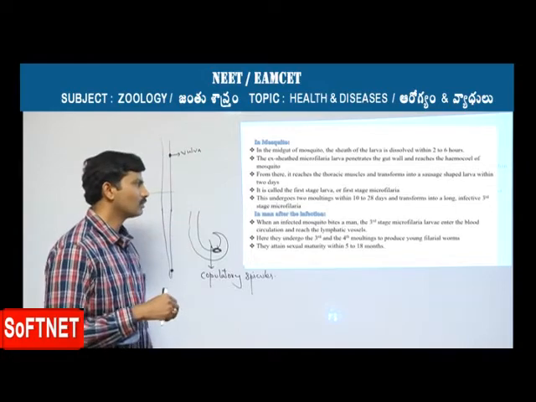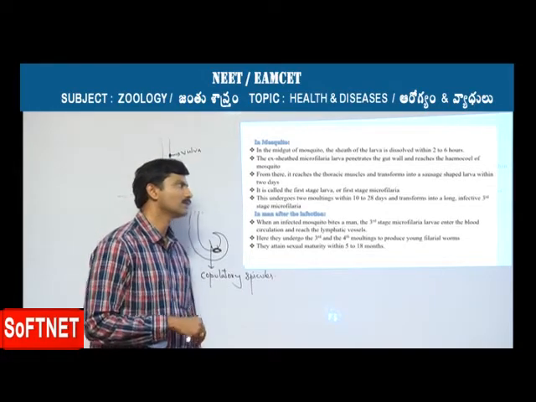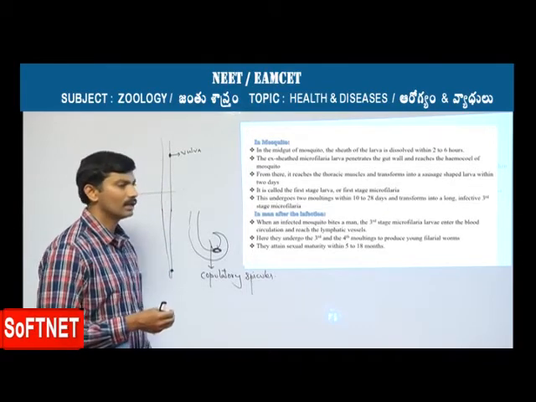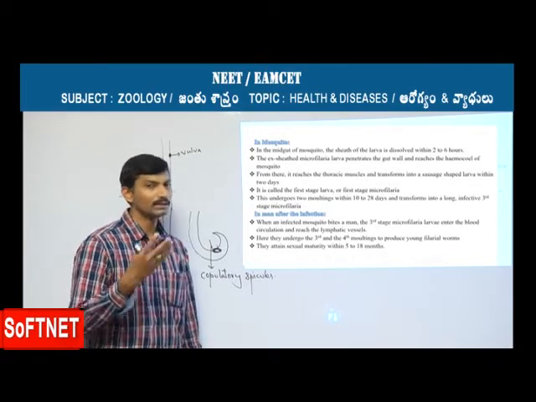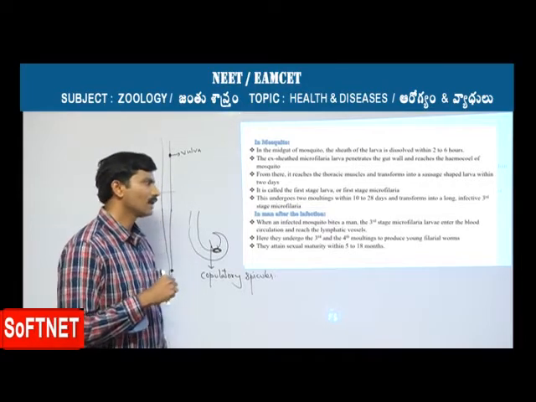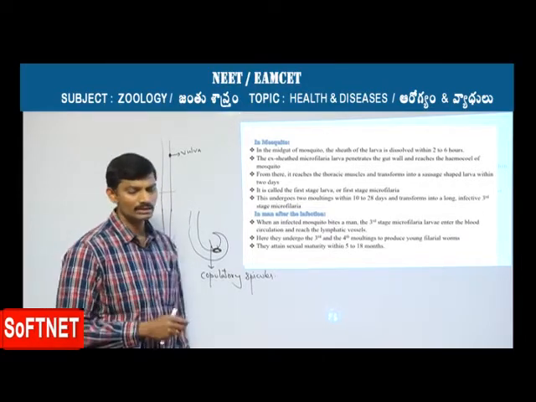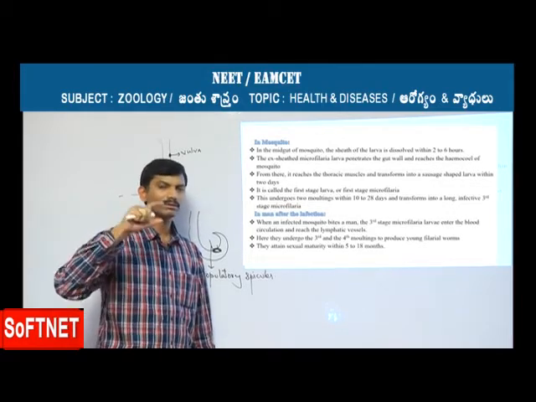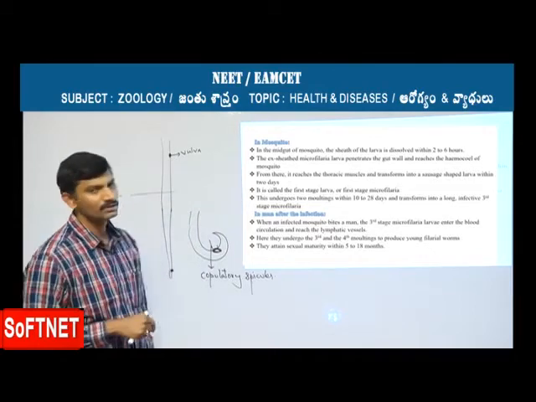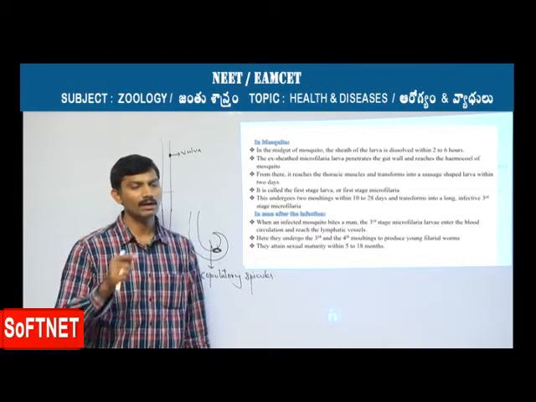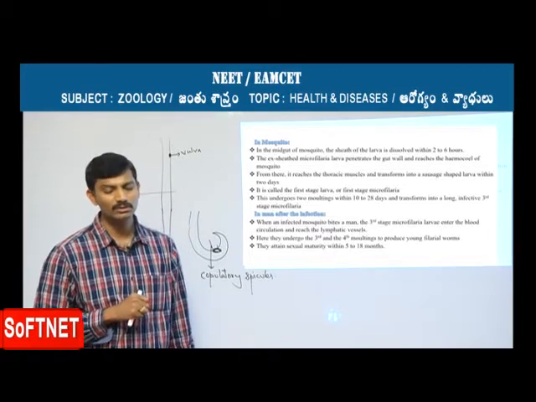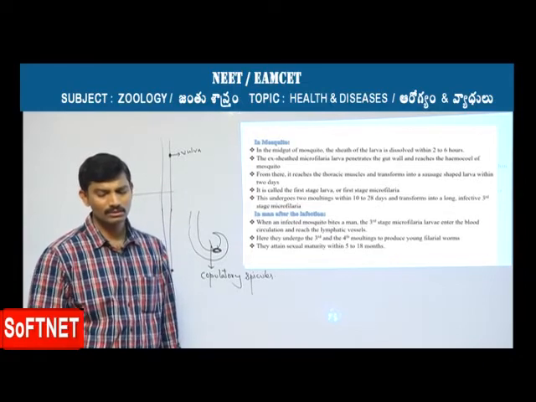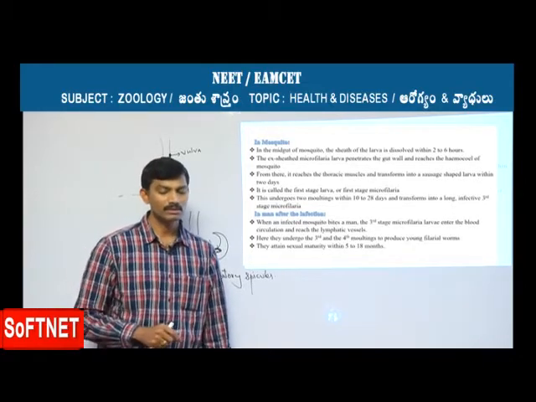After that, it is called the first stage microfilarial larva. Inside the thoracic muscles, this first stage larva undergoes 2 molts within 10 to 28 days and transforms into a long, slender third stage larva, the third infective stage microfilarial larva. This occurs inside the thoracic muscles of the mosquito.